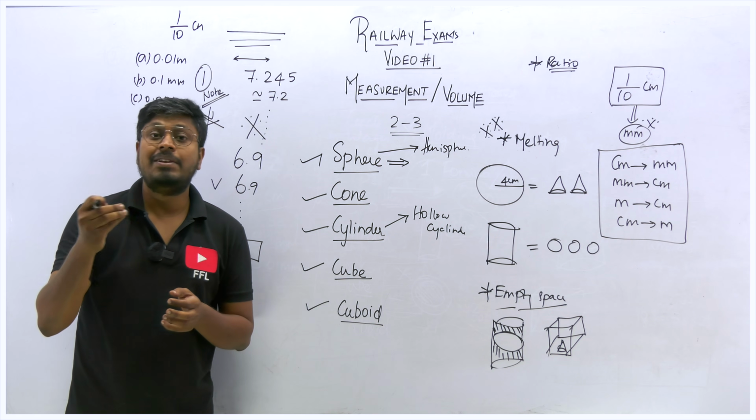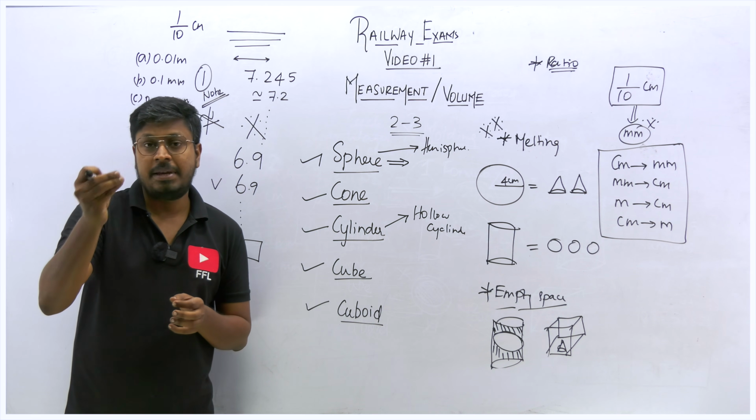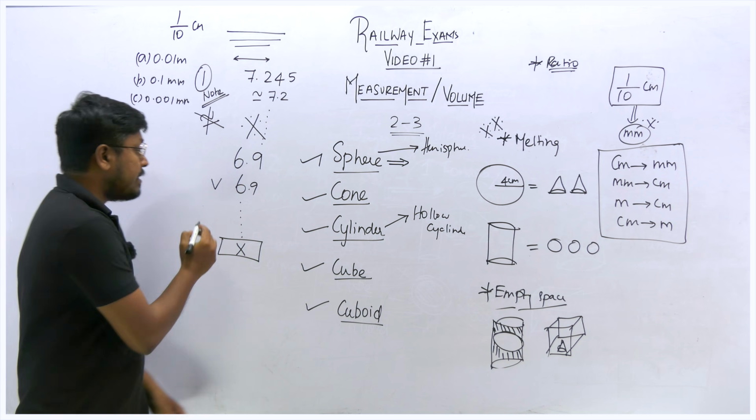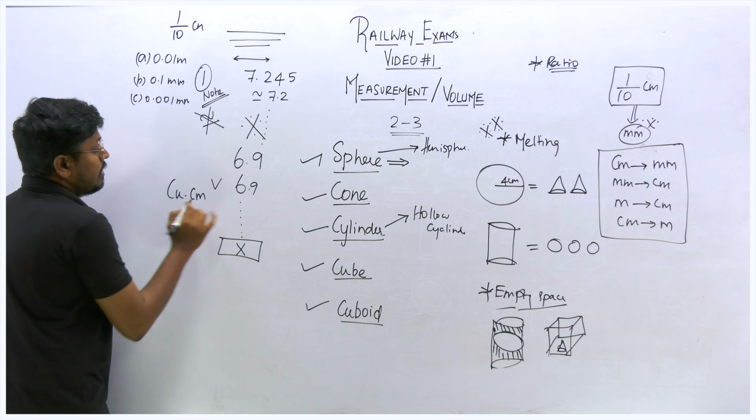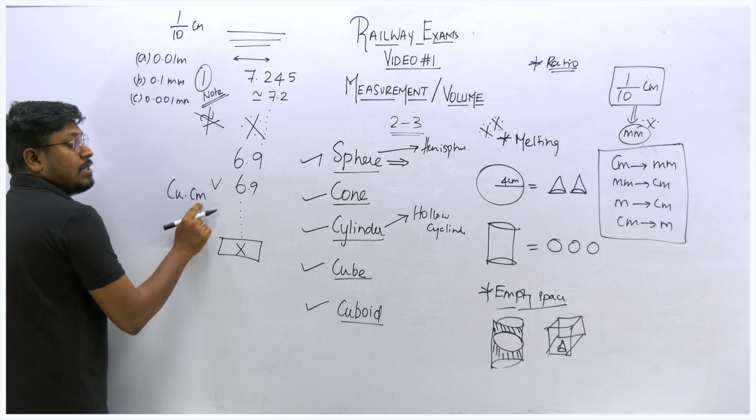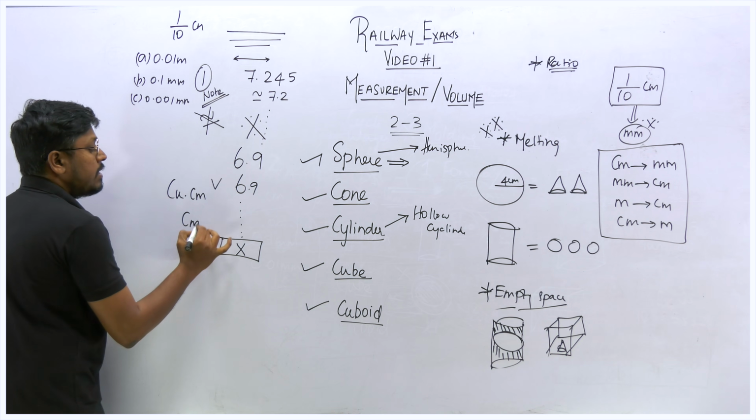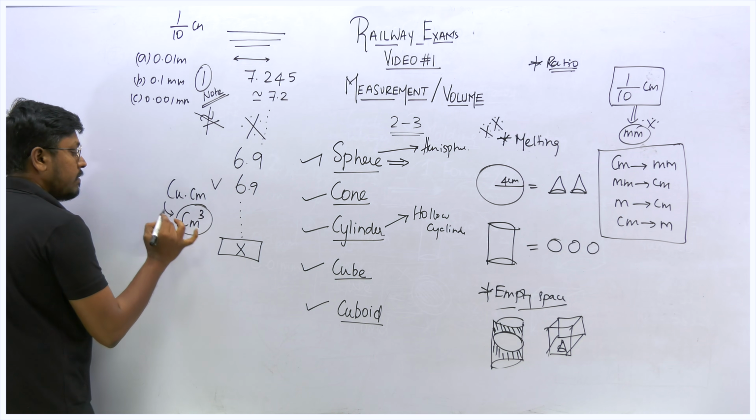If it is a volume, it will be centimeter cube or cubic meter, cubic centimeter. So what is called cubic centimeter? The cu.cm. So cu.cm means cubic centimeter, which means centimeter cube. Both are the same. So friends, understood or not?